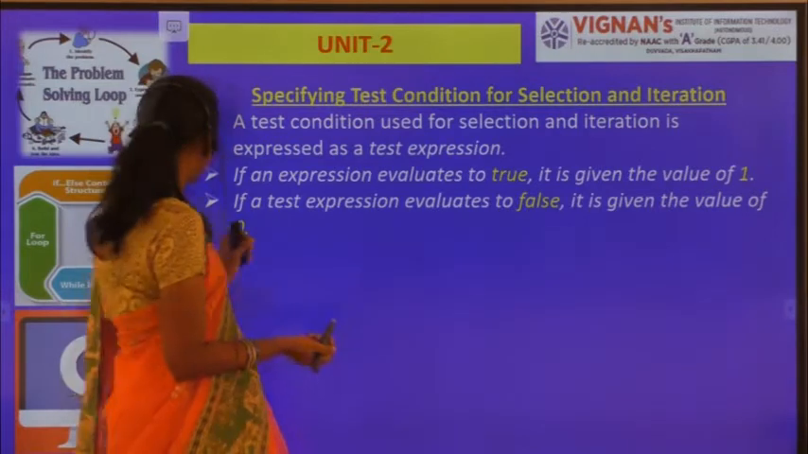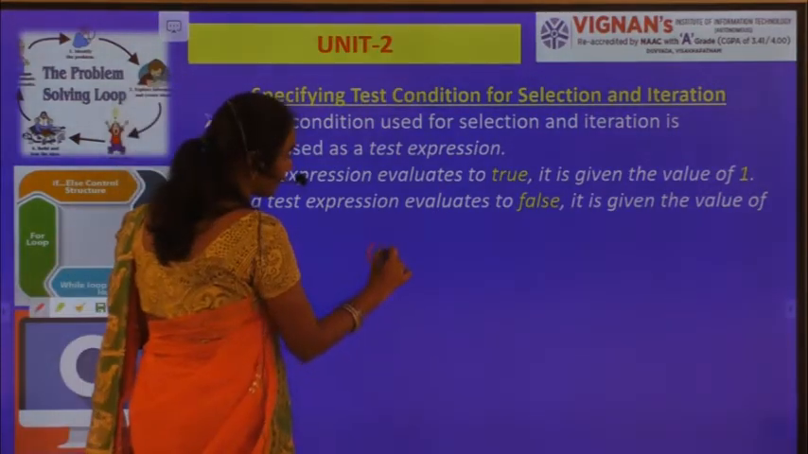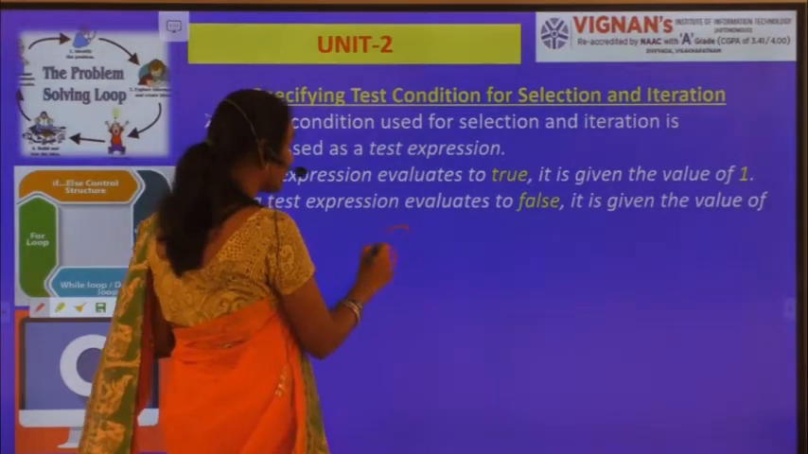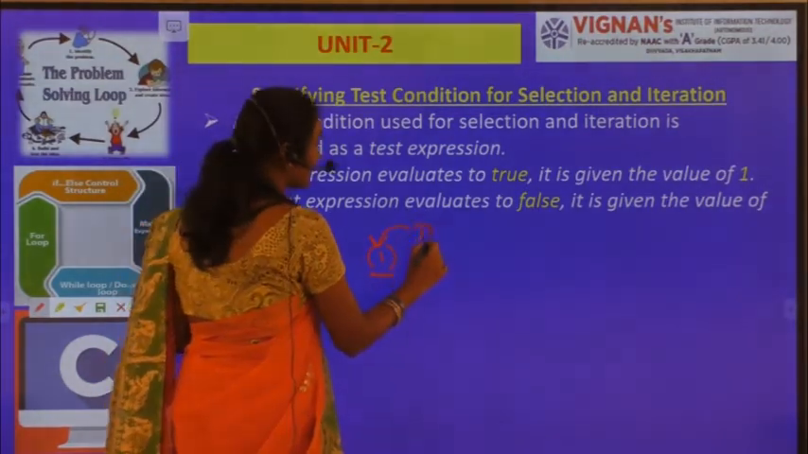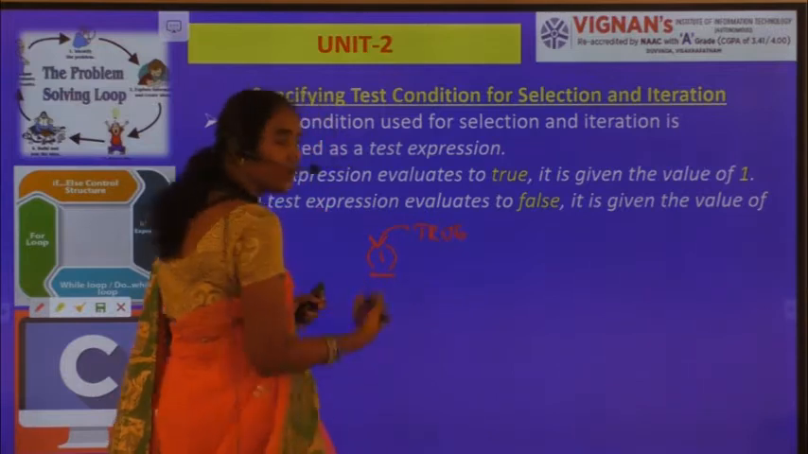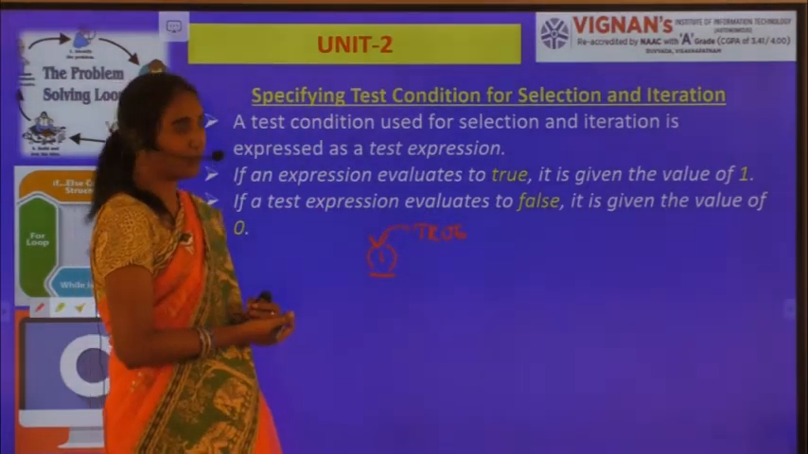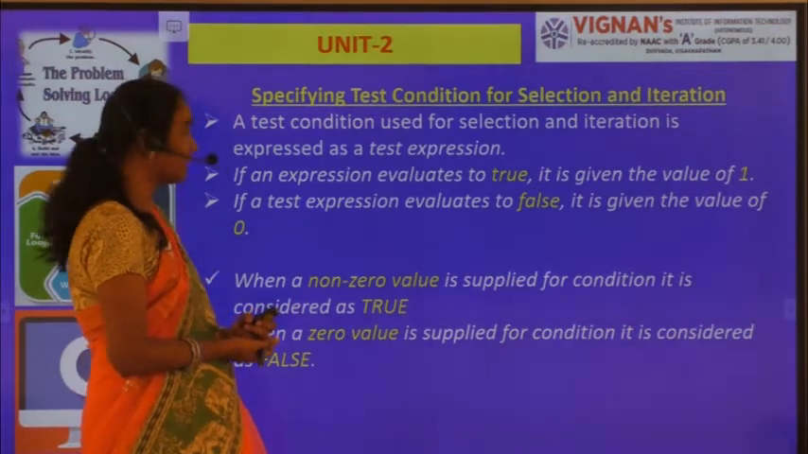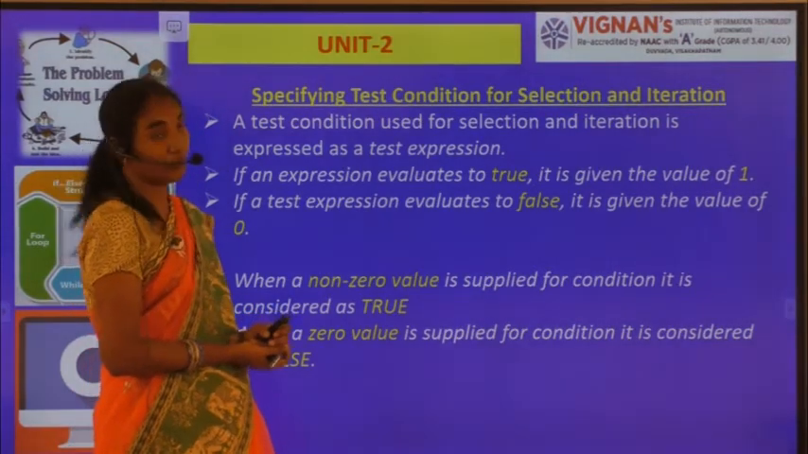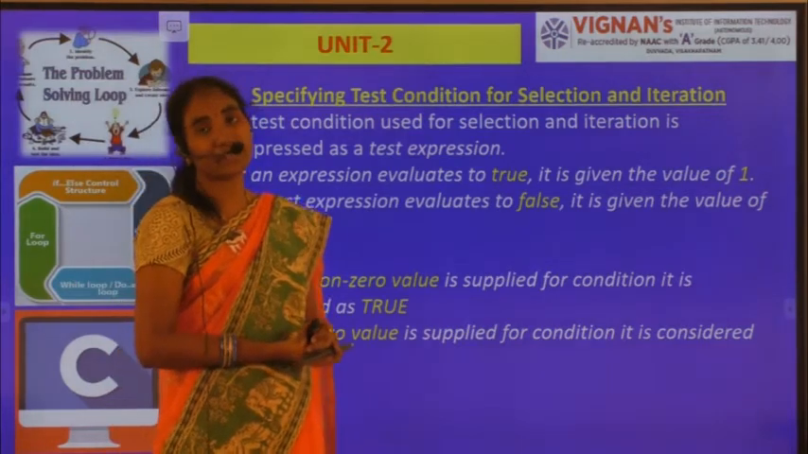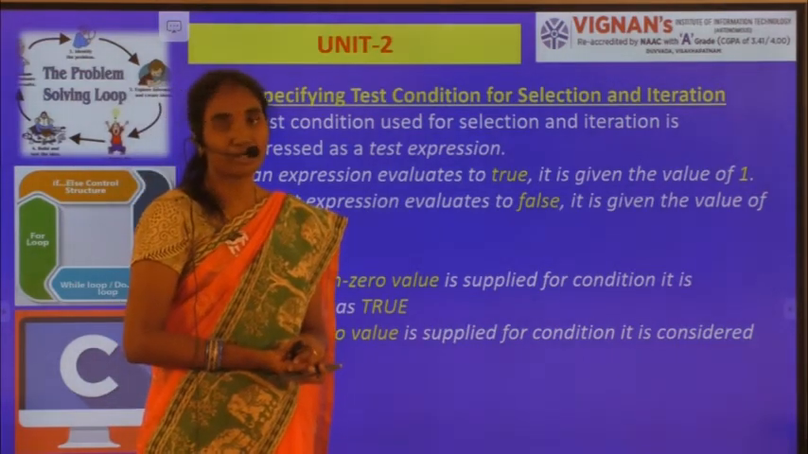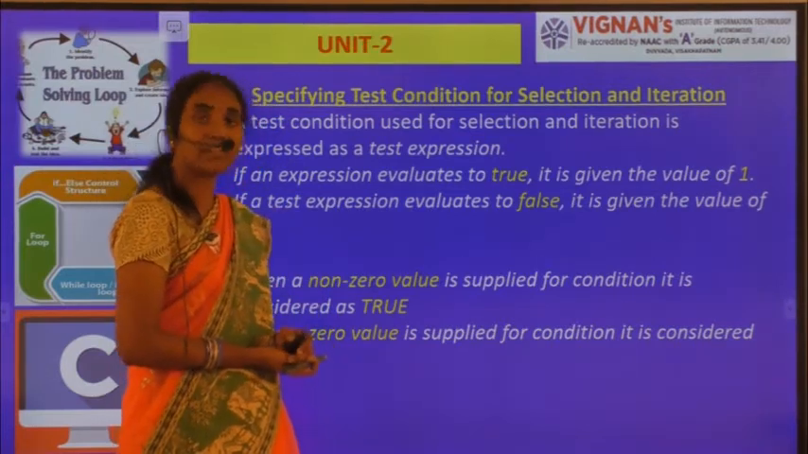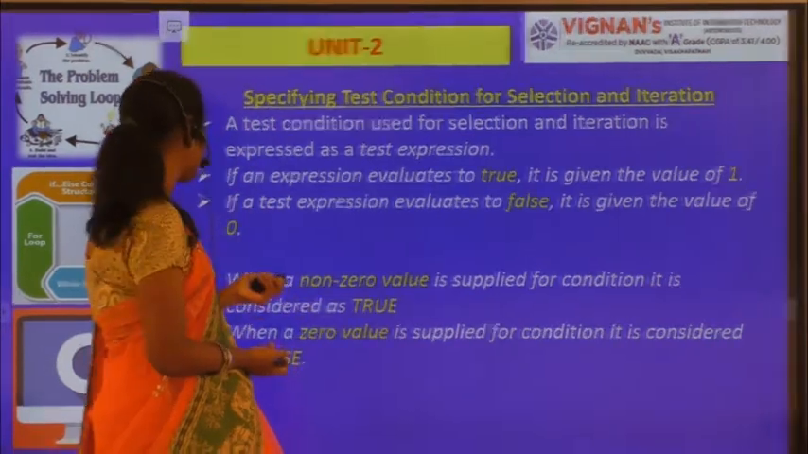For example, without giving a condition, if you are specifying 1, then also it will execute, because it takes this 1 as true, and it will execute the corresponding statements. When a non-zero value is supplied for a condition, it is considered as true. If it is 0 it is false. When it is a non-zero value, it is true. When a 0 value is supplied, it is considered as false.